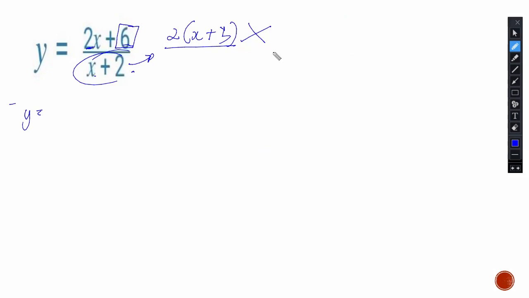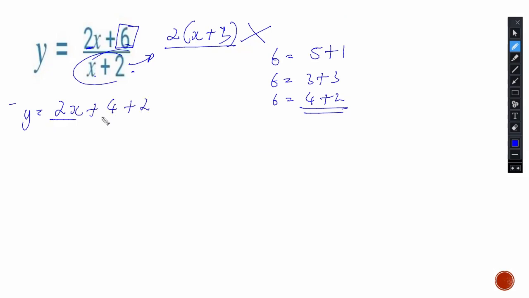So these are the certain ways in which we can write 6: 5 plus 1, and then we can also have 3 plus 3. We can also have 4 plus 2. Now we are going to choose the one that will be much suitable for this expression that we have here. Now, we do agree that if we go with 4 plus 2, this will be 2x plus 4 plus 2 over x plus 2. Right. And then if we can just choose to go with this one.